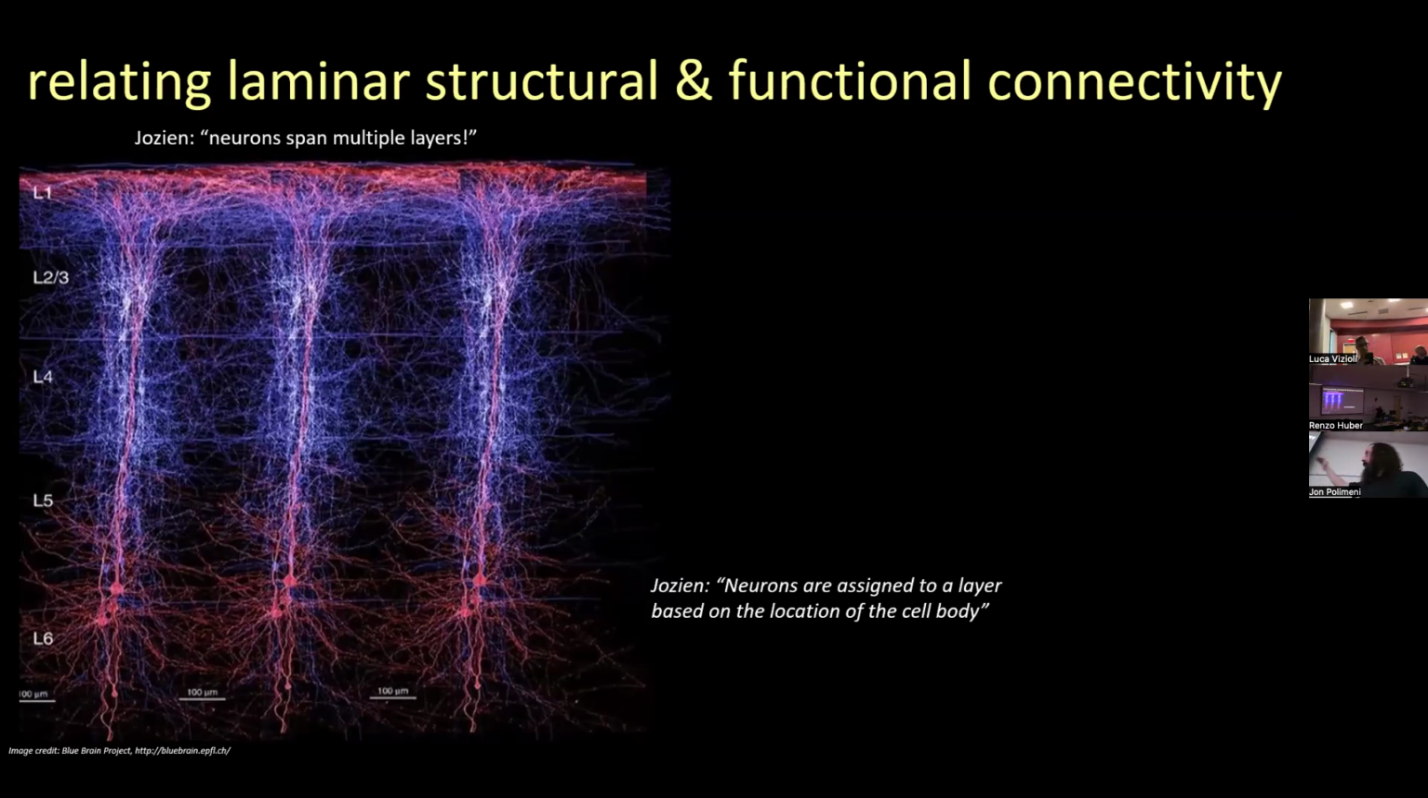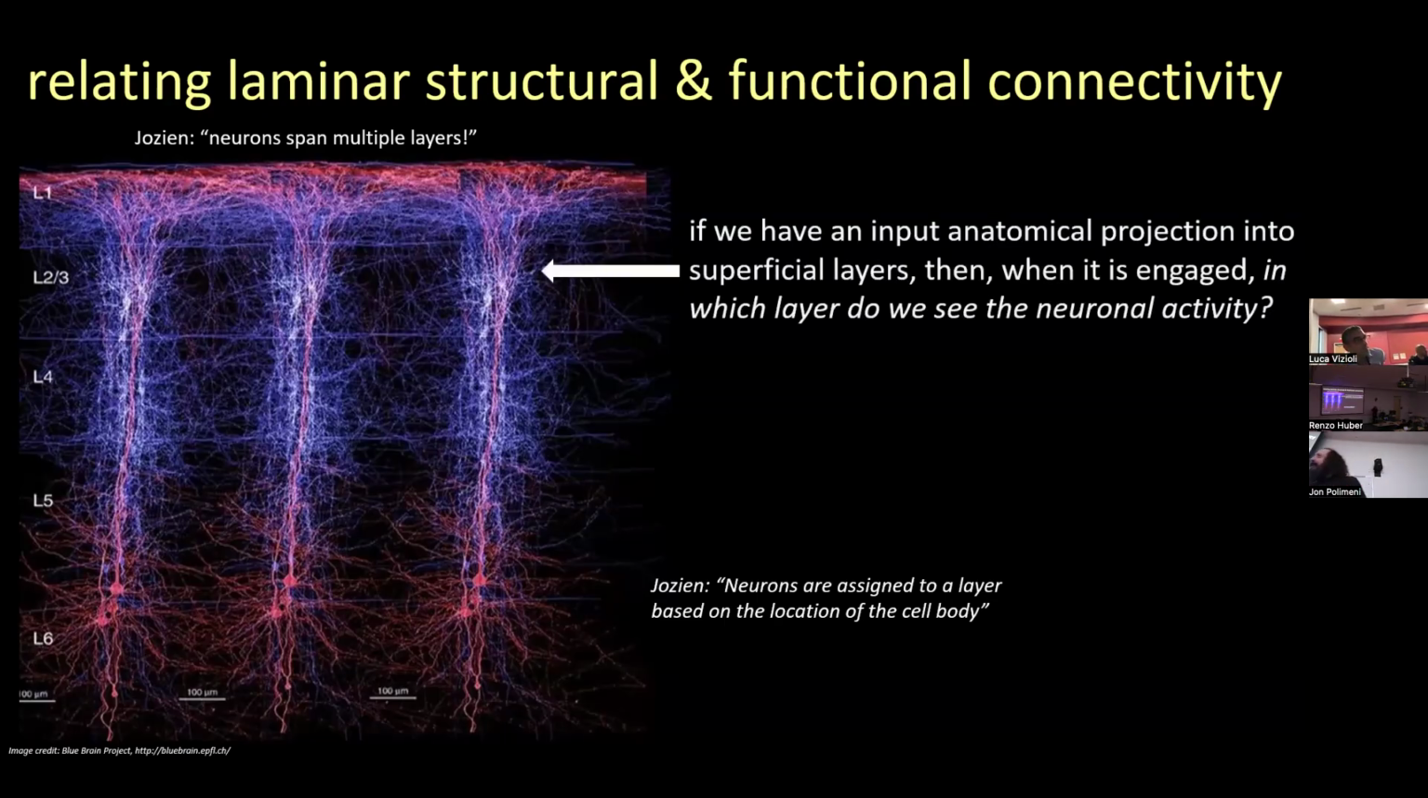You can see here, again, these pyramidal cells in layer 5 have apical dendrites that can span many cortical layers. So what does this mean? If we have an input anatomical projection into the superficial layers, then when this pathway is engaged, in which cortical layer do we expect to see the neuronal activity? We may expect to see it in the soma. We may expect to see most of the energetics happening here in layer 5. So there's some complexity in relating these anatomical projections to where we'd expect the functional activity to occur.